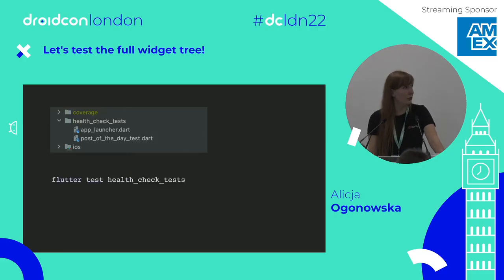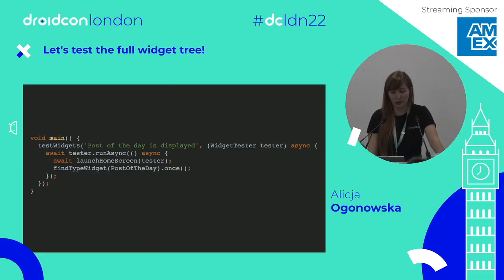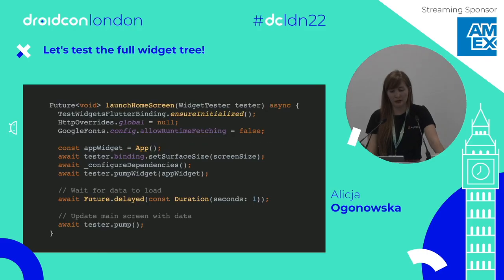And for that, you need to set up those tests in a different folder, so you will have to run them by specifying this folder. Running those tests is quite similar, but the difference is in here. We are not actually mocking the API responses. We allow the app to make the calls, and for that you need to set HttpOverrides.global to null.